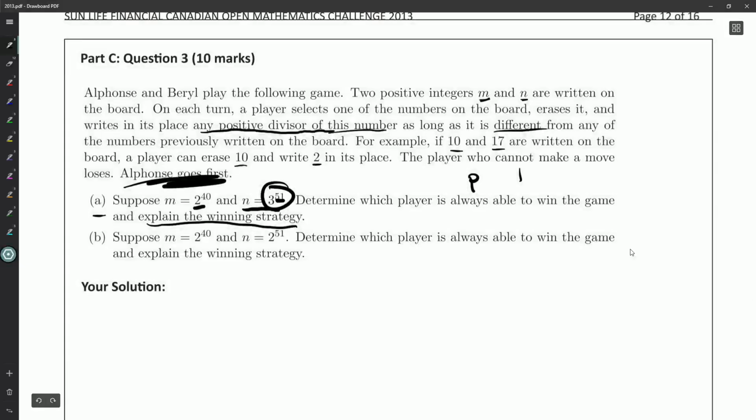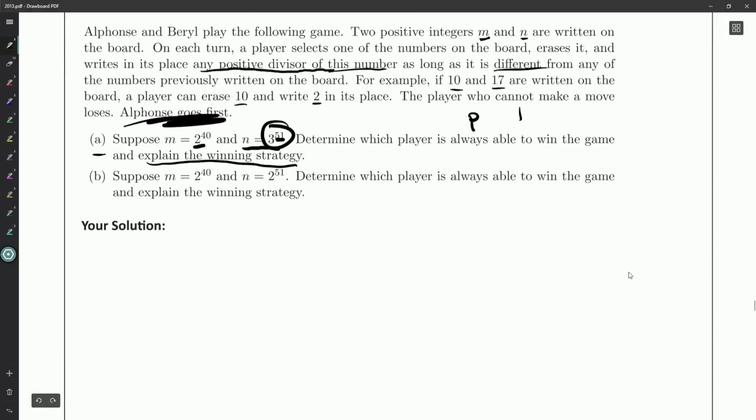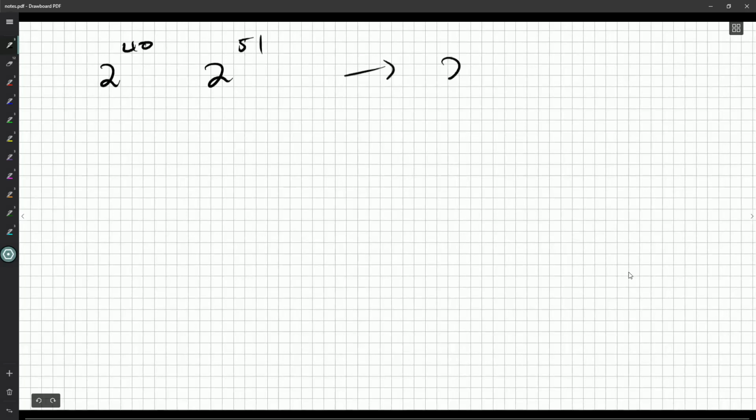Okay, so that's a. Now let's get to the b part. Suppose that m equals 2^40 and n equals 2^51. Determine which player is always able to win the game and explain the winning strategy. So same thing, except now we've got powers of 2 can appear for both numbers. And so, for example, on our first move now, Alphonse can't write 2^40, 2^40, because 2^40 was already written.